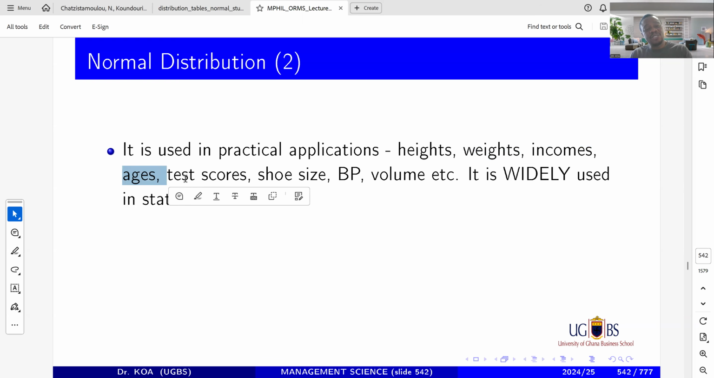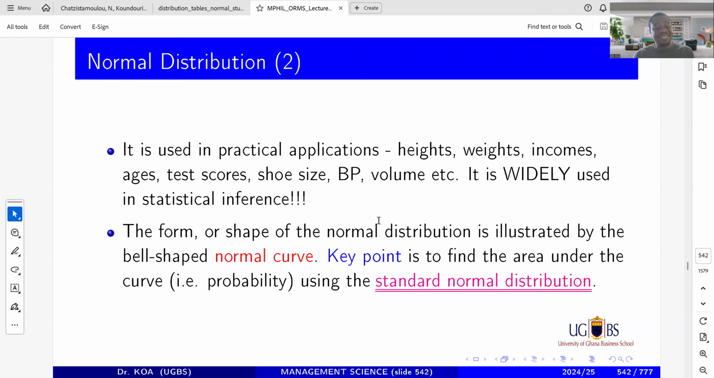Ages, I've already said, are normally distributed. Your test scores, some of you will get 55.5, 58.9. Okay, your test scores are normally distributed. The size of your shoe, somewhere 7.4, 7.5, 11.2, and all of that, they are all normally distributed. The blood pressure can be 68, can be 72, can be 84. These are all normally distributed, and so many things. Very, very common. So that is why I'm singling out normal distribution here, because it's practical.